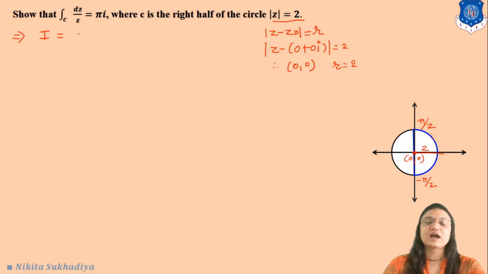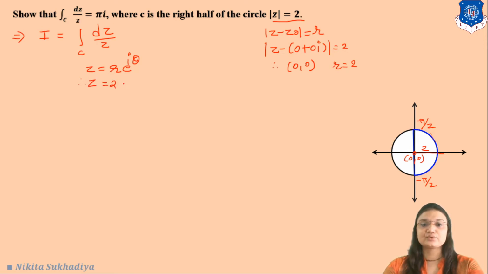So our integration I is equal to integration over c of dz by z. Okay, here we have radius r and center point 0, 0. So here we can write z is equal to r e raised to i theta. Okay, and radius r is equal to 2, so z is equal to 2 e raised to i theta. Okay, by taking the derivative on both sides we will get dz is equal to 2 e raised to i theta into i into d theta. Okay, the derivative of e raised to i theta will become e raised to i theta into i.